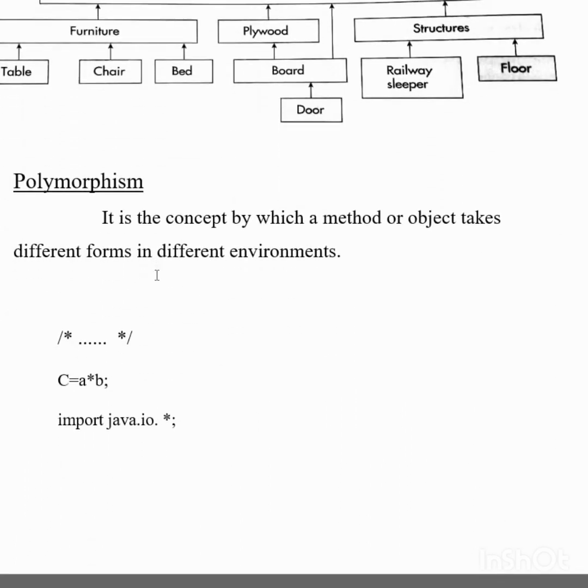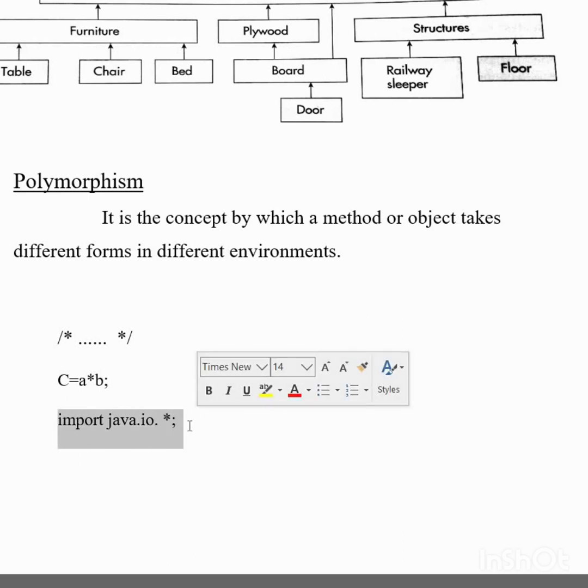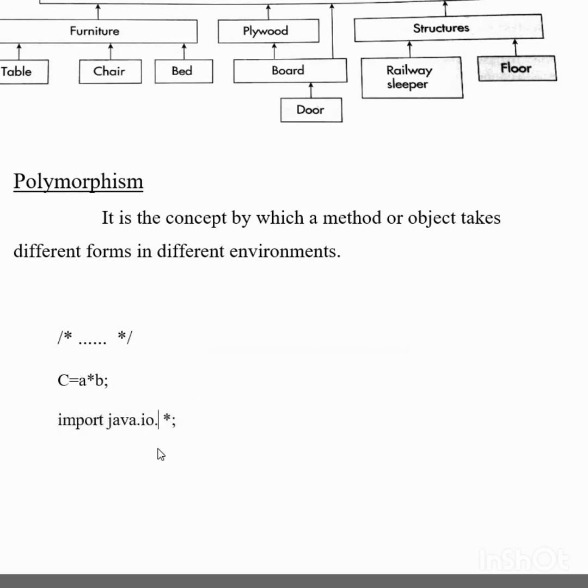Our next topic is polymorphism. It is one of the concepts in Java. It defines that a method or variable takes different forms in different environments. So consider the operator asterisk. In this statement, it acts as a block comment, whereas in this statement, it multiplies two variables. And in this statement, it is used to import a package. So the same asterisk symbol takes different forms in different environments. This is an example of polymorphism. In this way, a method can take different forms in different environments.